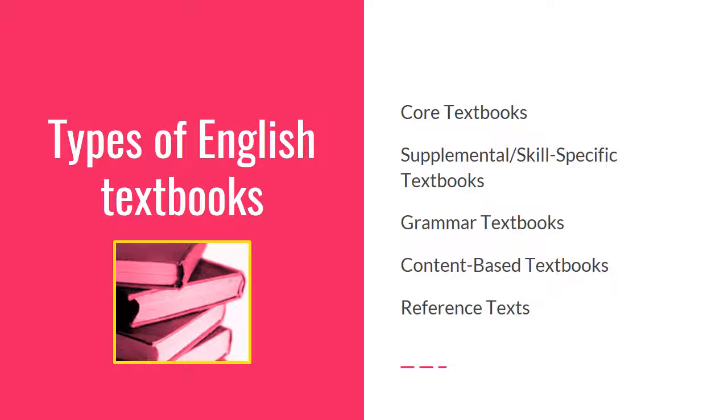So the first step in knowing how to choose a good English textbook is to understand the different types of textbooks available in the field. There are 5 main types. We have core texts, supplemental or skill-specific texts, grammar texts, content-based texts, and reference texts. Let's examine each of these in more detail.